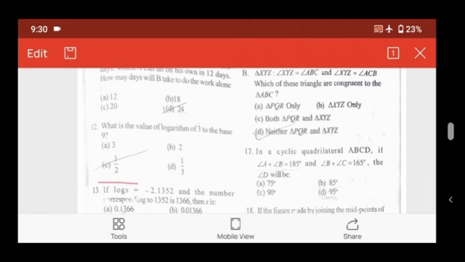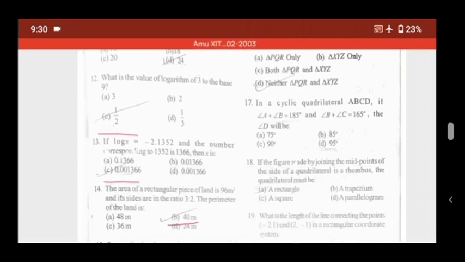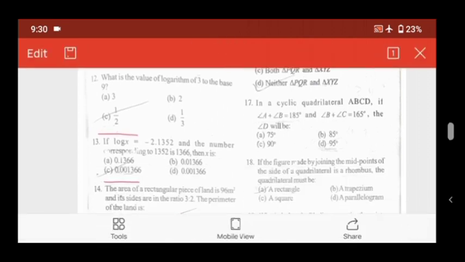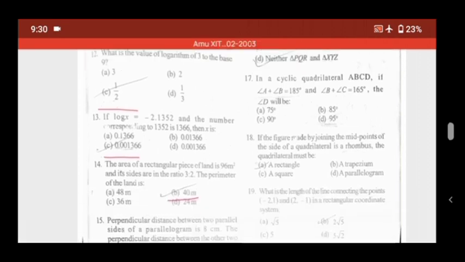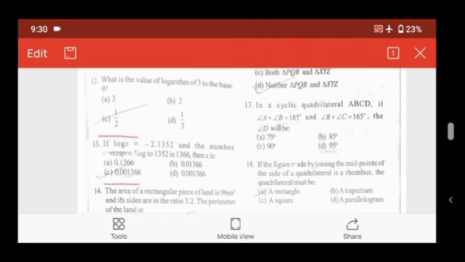Then in the 17th one, in the cyclic quadrilateral ABCD, angle A plus angle B equals 180 degrees. So whatever you get, the answer will be 95.